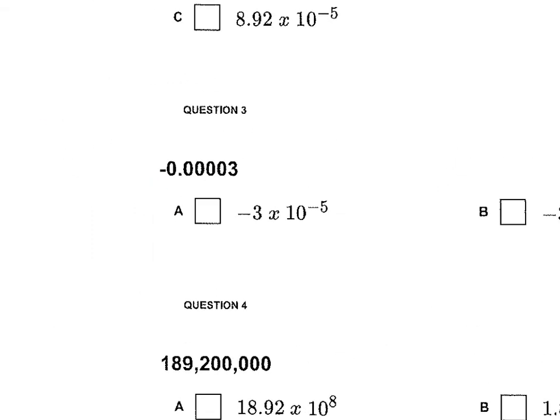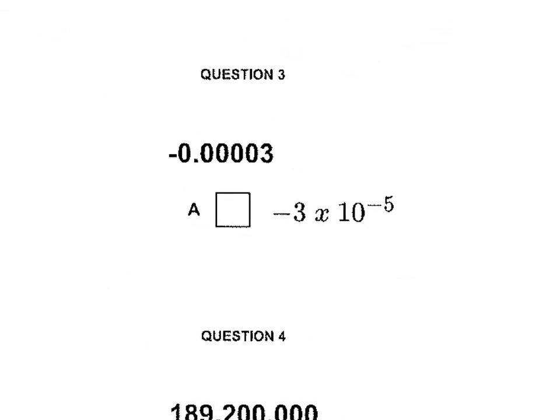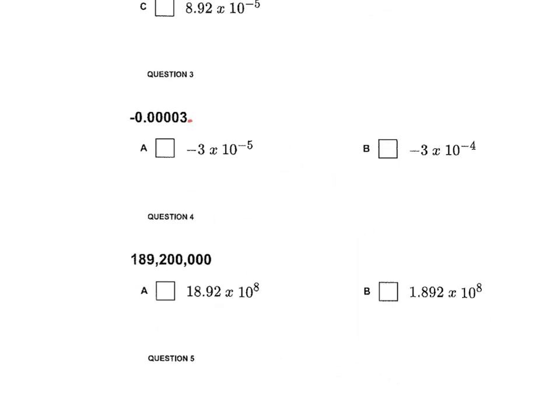So on number 3, be careful because it doesn't look like the other ones, but you still are going to put a decimal after the first non-zero. So just keep that in mind.